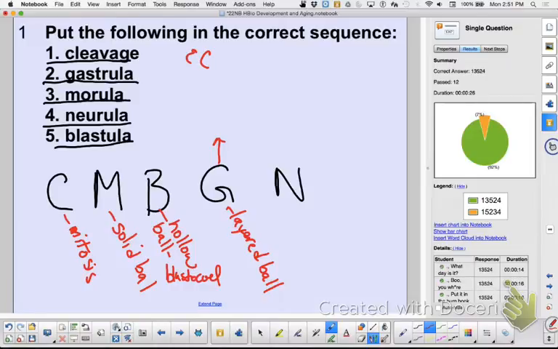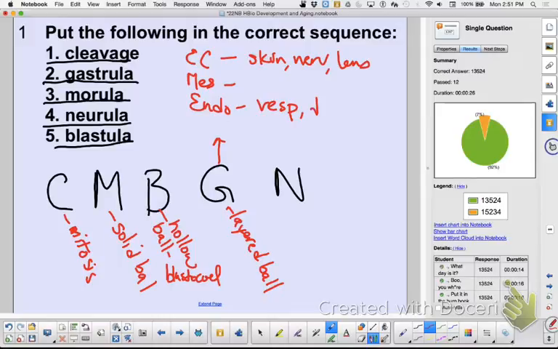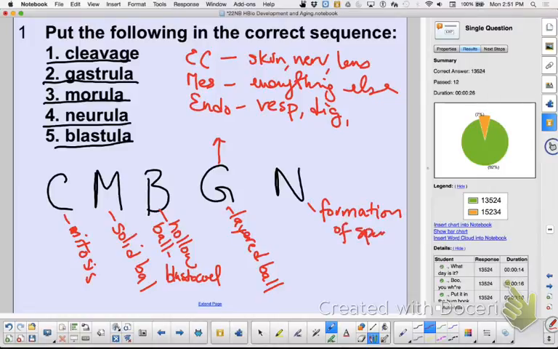Ectoderm, mesoderm and endoderm. Tell me what the ectoderm is going to be. Skin, nerve, lens. Okay, endo. Respiratory and digestive. And then this is everything else. Yes? Okay. And then what's the neurula? Formation of spine. Yes. Formation of nerve of spinal cord. Okay, good. Got it? All right, let's do another one.